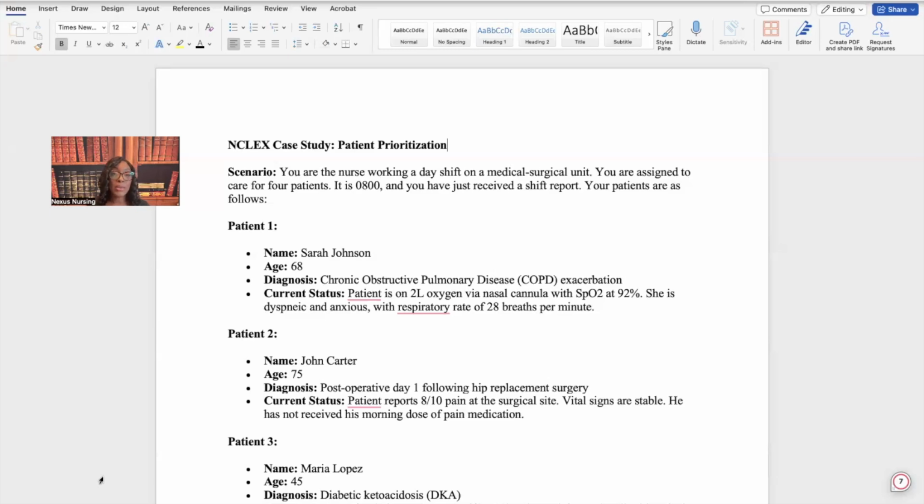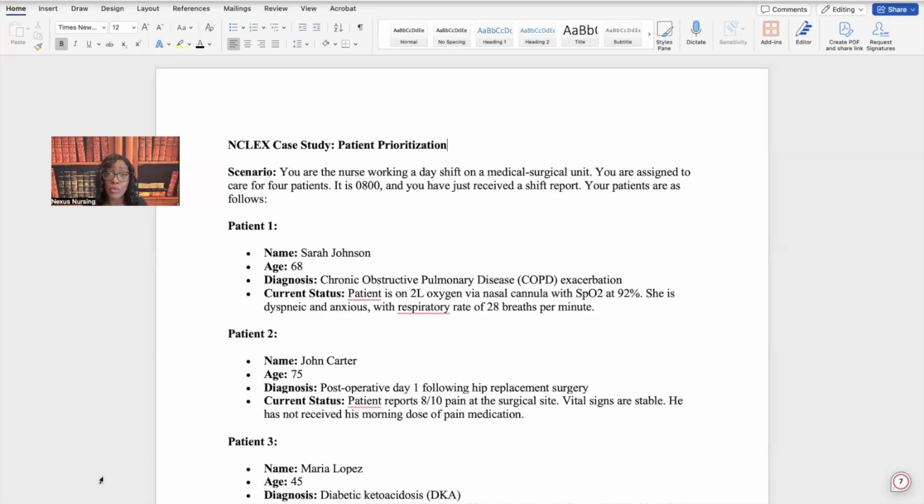Okay, guys, so we're going to be covering patient prioritization. And if you are new to me going over case studies, I like to teach you how to think. When you have this case study, the first thing I always teach you to do is to go over the case study. Just read it. Read it one time and then read it a second time.